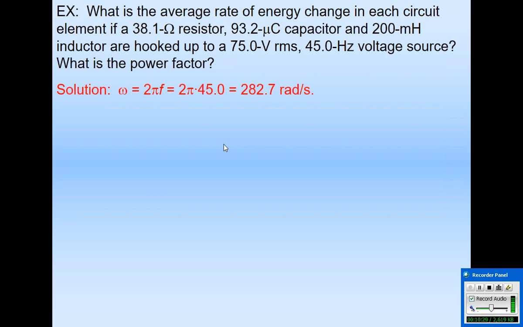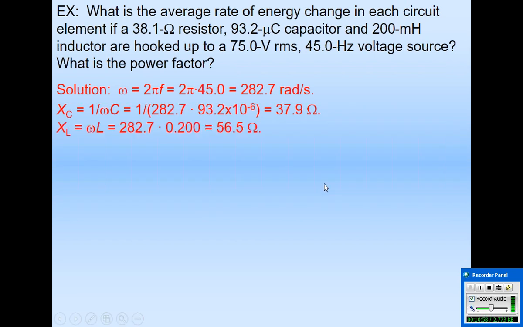No matter what we do, we are going to want to know the angular frequency, which is 2 pi f. So 2 pi times 45 is 282.7 radians per second. The capacitive reactance, 1 over omega C. Of course, the capacitance we have to convert to standard units, so you see 93.2 times 10 to the negative 6. And our capacitive reactance is 37.9 ohms. Our inductive reactance, omega times L, 282.7 times 0.2 henries, 56.5 ohms.